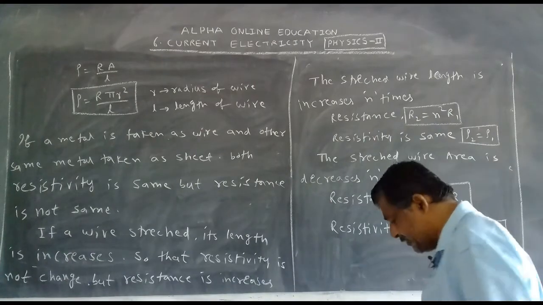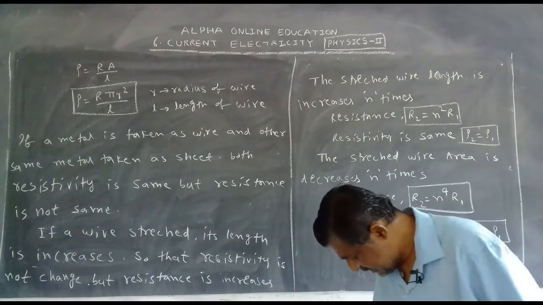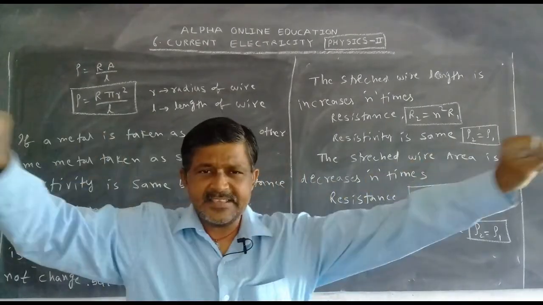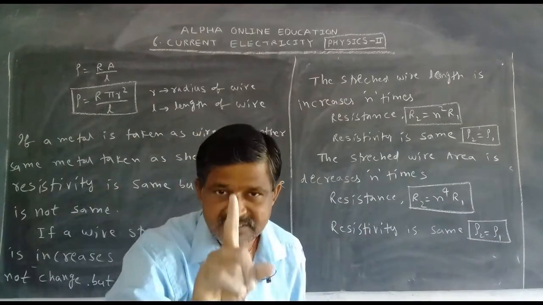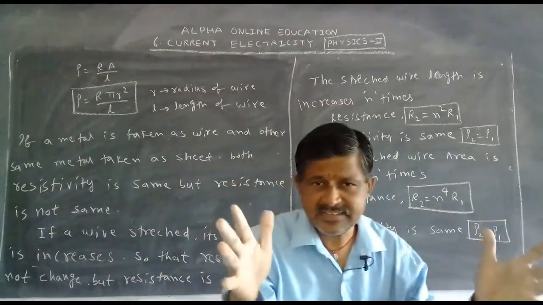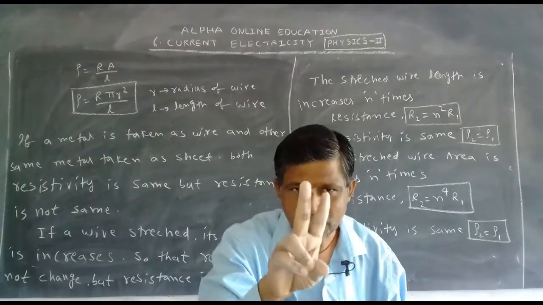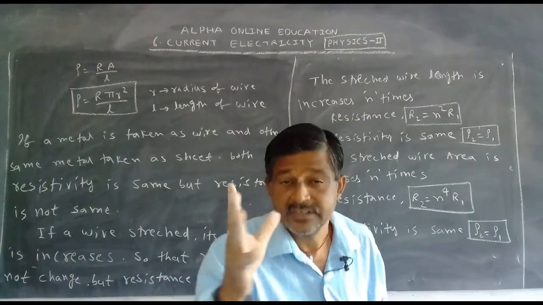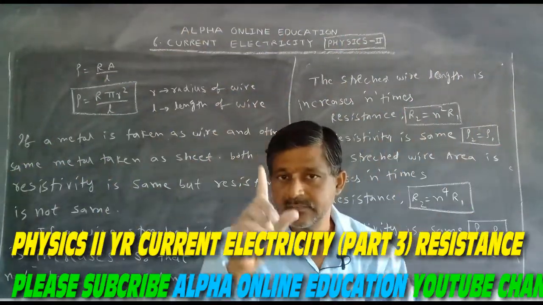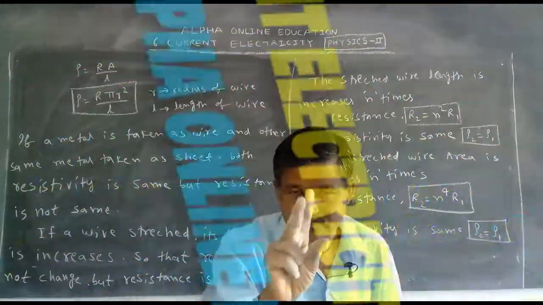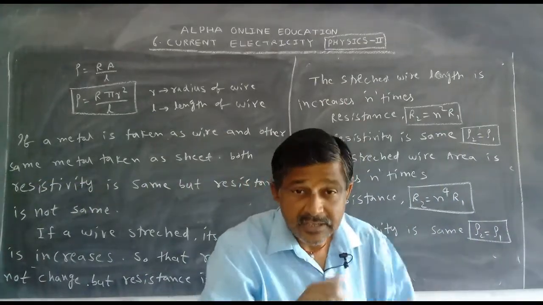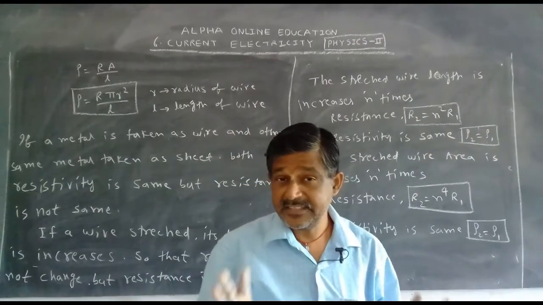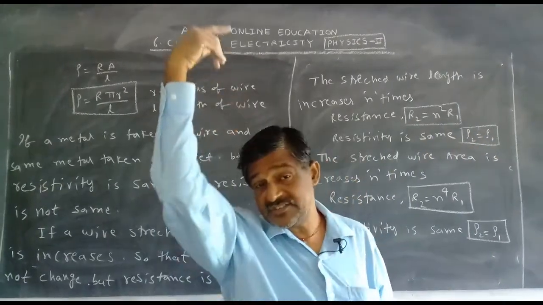Okay, you must remember these points. When the wire is stretched, the length increases, so resistance increases. If the length increases n times, meaning 2 times, resistance is 4 times. Length 3 times, resistance 9 times. Length 4 times, resistance 16 times.